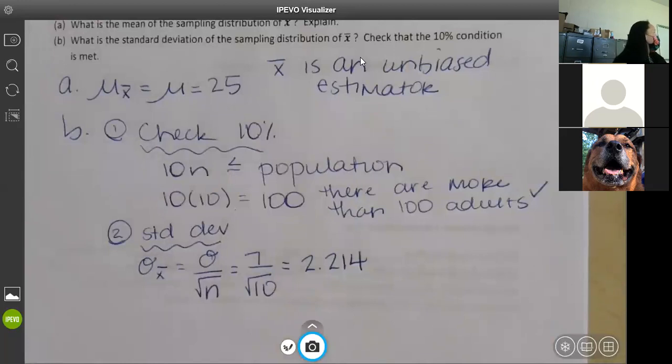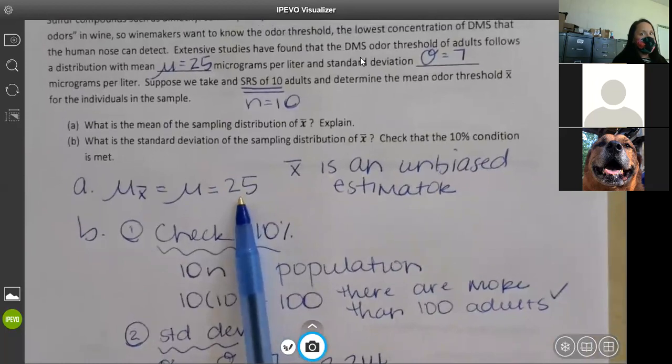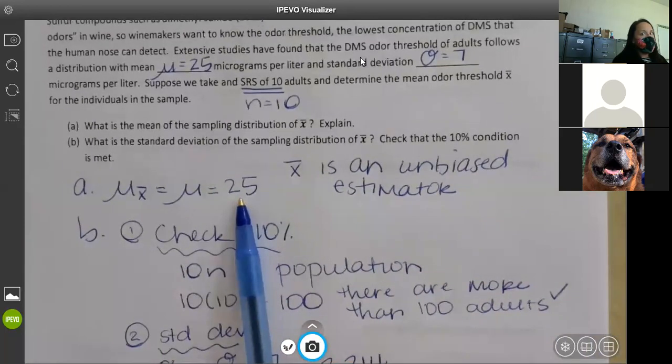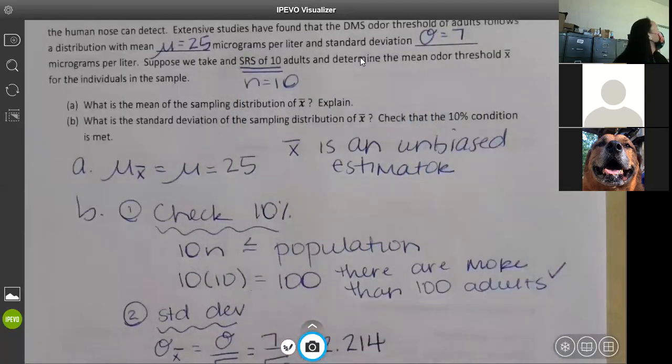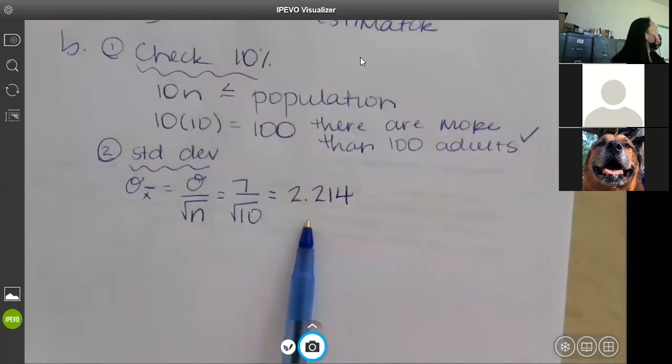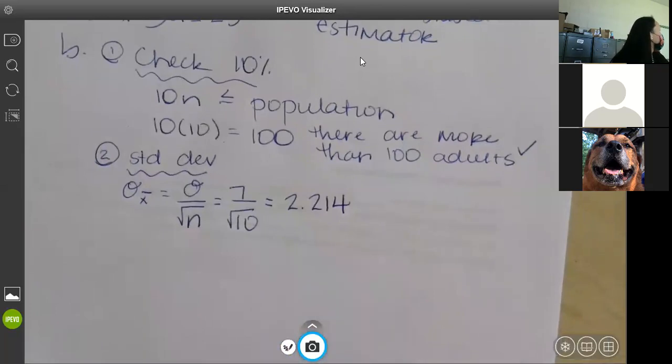Also, don't forget how to say the mean and the standard deviation if they ask you to justify what it means or explain it in context of the problem. So if they ask you to explain in context of the problem, your mean, what's this one going to be? Average micrograms per liter in SRSs of size 10. That's all you got to remember. SRSs of size 10. So this would be typically varies from the mean 2.214, and make sure you have SRSs of size 10.